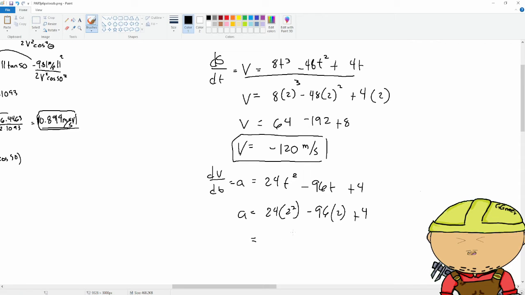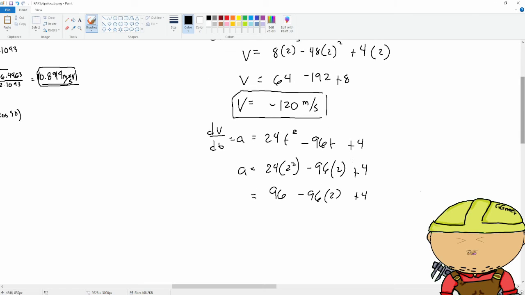Acceleration: 2 squared is 4. 4 times 24 is 96, minus 96 times 2 plus 4. This will become negative 92 meters per second squared. And that is the acceleration at 2 seconds.